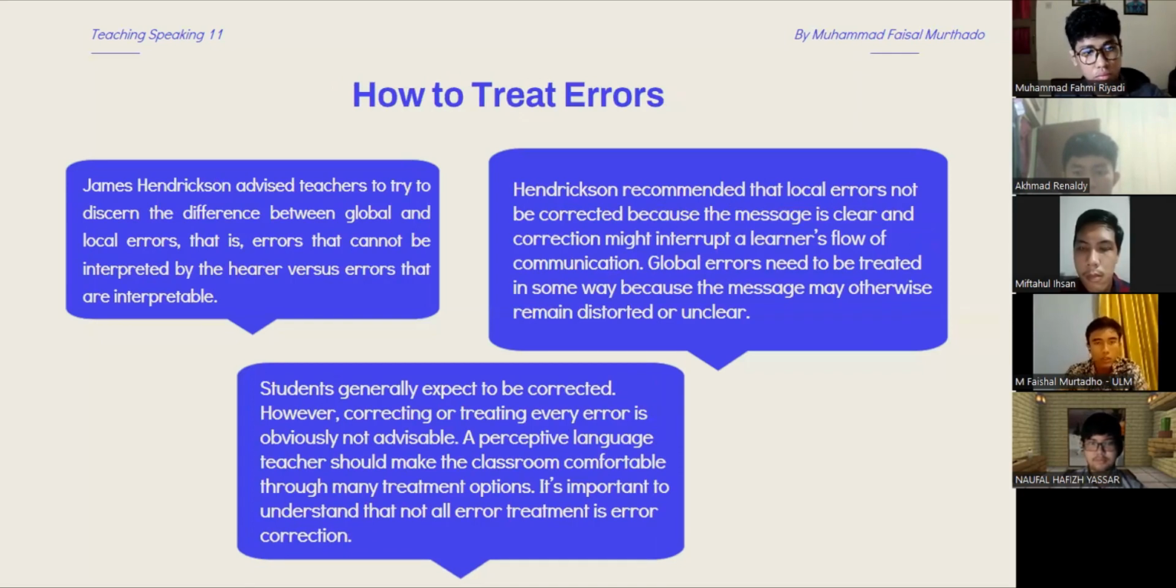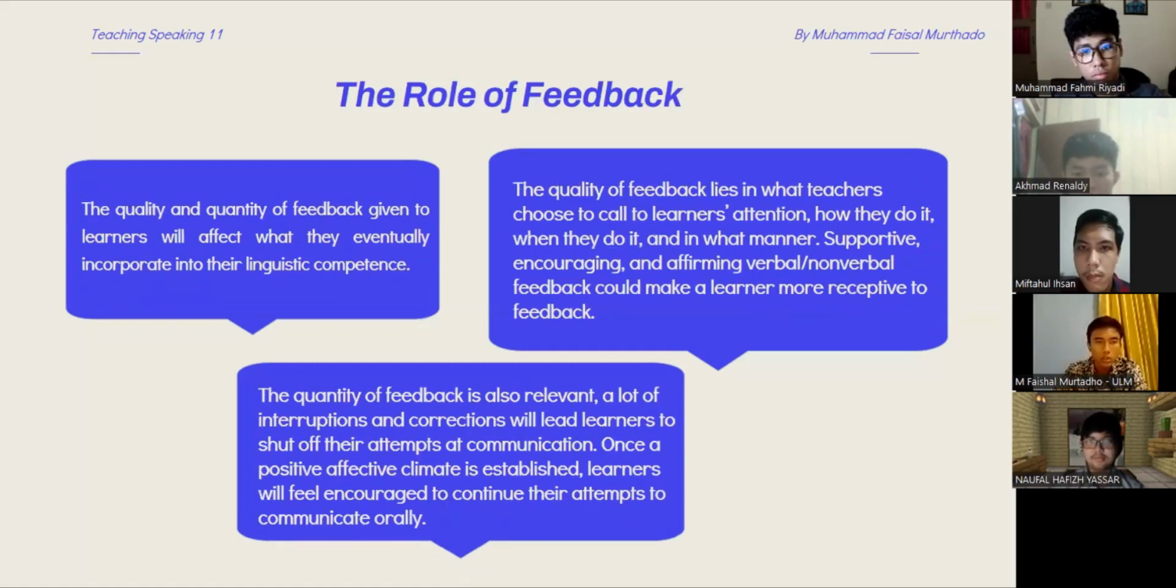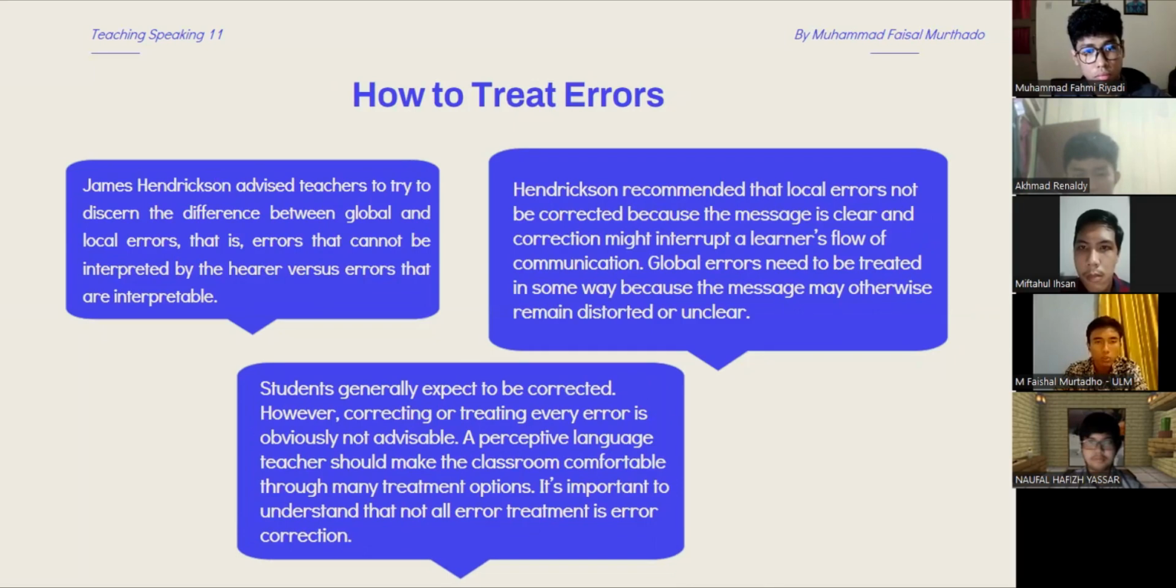The quantity of feedback is also relevant. Which errors should teachers treat, and should they supply overt, immediate corrections? Should they make incidental reference to form? How can they encourage learners? These are issues that are still being addressed, but we do have some positive guidelines in the next points. Next slide, please.